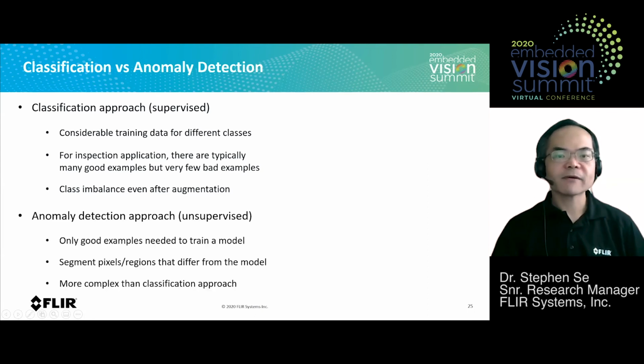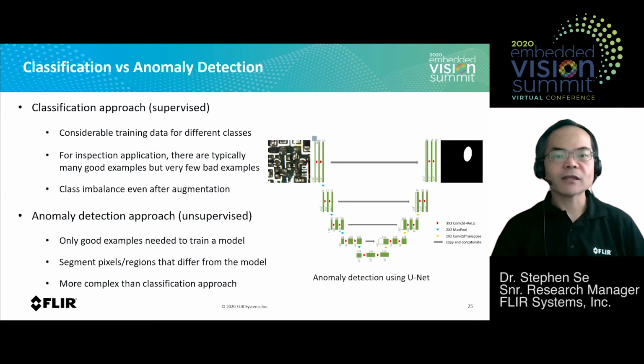Another approach for this type of application is unsupervised anomaly detection, where only good examples are needed to train the model. Here is an example of anomaly detection where it will segment the pixels or regions that differ from the model to detect the anomalies. For the case studies, we collect more bad examples in order to apply the classification approach, which can be handled by a smaller network and deployed on the edge more easily. We are currently looking into using anomaly detection in these applications.